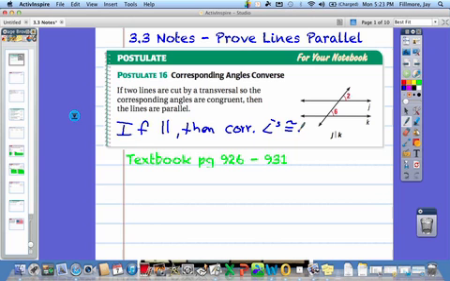So if we can somehow show that corresponding angles are congruent, we can know the lines are parallel, even if it's not given to us in the problem with these parallel markings. We can deduce that using deductive reasoning and using our postulates and theorems. So again, if we can show the corresponding angles are congruent, we can logically conclude that the lines are parallel.